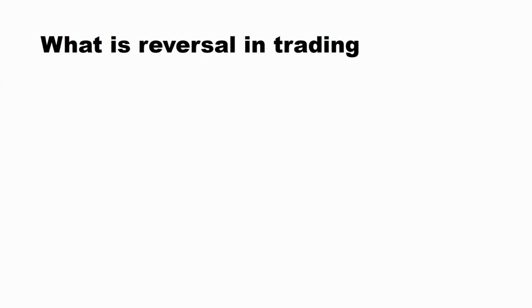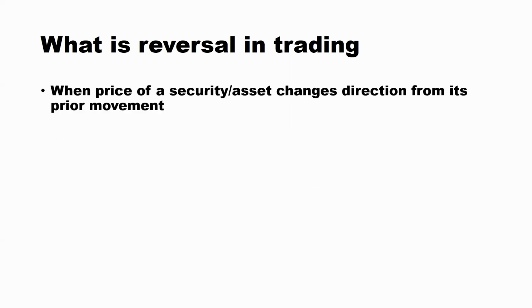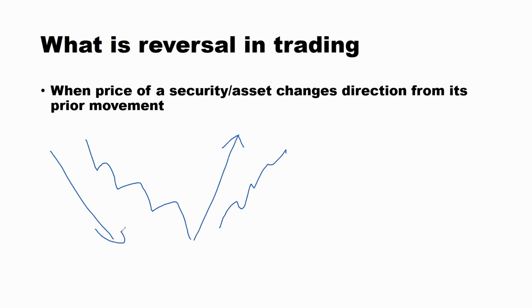Let's start with what is reversal in trading. Reversal is simply when the price of an asset or a currency pair, it can be cryptocurrency, commodities, whatever asset or security you're trading, changes its direction from its original movement. Let's say the price was moving down, and then it changes direction to start moving up. Originally it was moving down, this was the original direction, and then it changes to start moving up. This is what we are calling a reversal.